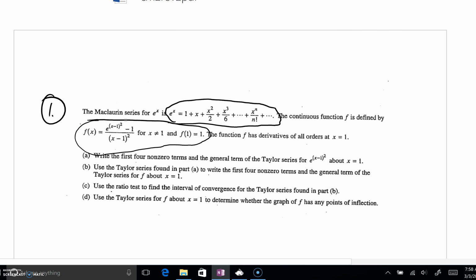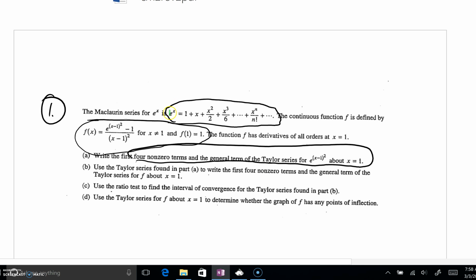like this, f of x equals e to the x minus 1 quantity squared minus 1, all over x minus 1 squared. They're saying x cannot equal 1, but when x does equal 1, it will be assigned a y value of 1. It's a piecewise function, in other words. The function f has derivatives of all orders. Look at part A. They're saying write the first 4 non-zero terms and the general term for e to the x minus 1 squared for x equals 1.